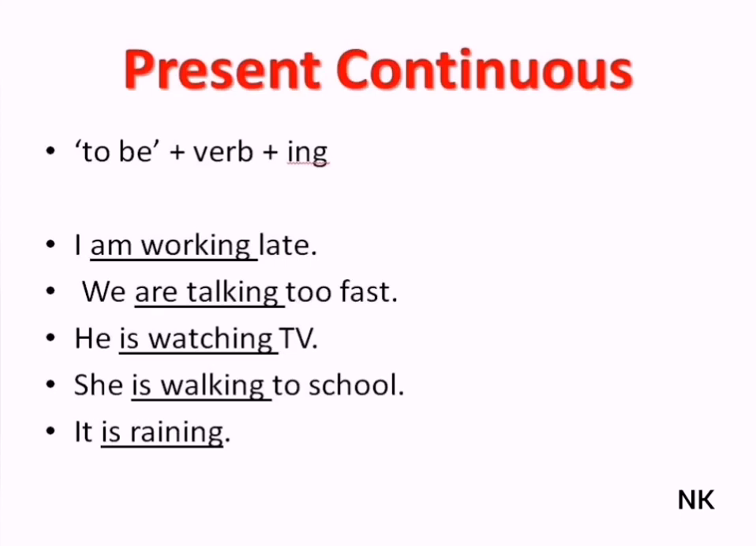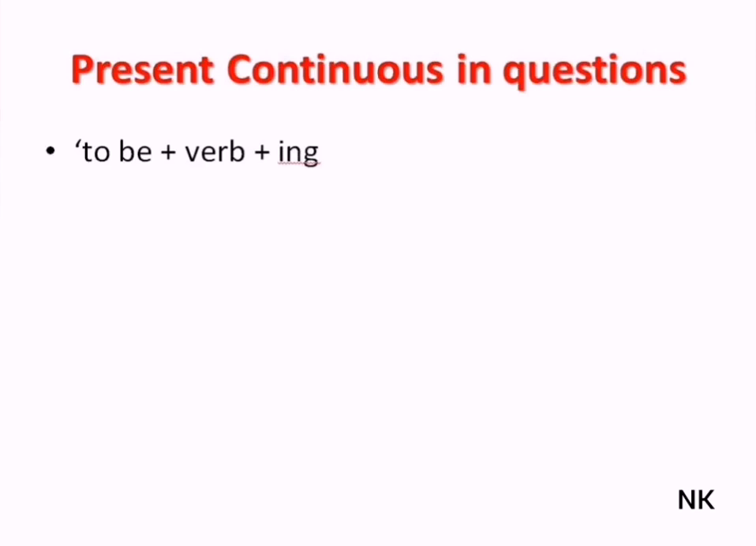I am working late. We are talking too fast. He is watching TV. She is walking to school. It is raining. Now, let's have a look at the present continuous in questions. We need the auxiliary verb to be, a verb, and ing.